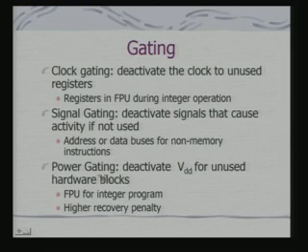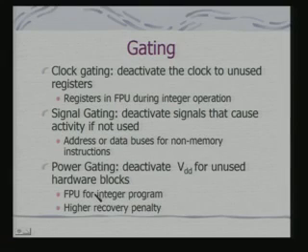Then power gating is deactivating VDD for unused hardware blocks. So, the FPU for an integer program. In clock gating I had stopped the clock, but the VDD supply is still on, so there would be leakage current. If I stop the VDD to those registers, then leakage current is also minimized. But obviously, when I am doing power gating, there would be a higher recovery penalty. What does that mean? More time is required to recover to the active state.